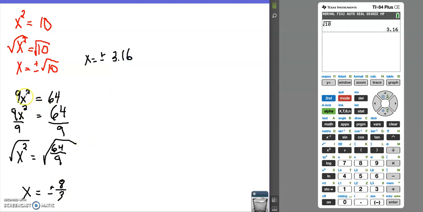All right, so here, the black problem, 9x squared equals 64. Divide both sides by 9. Then take the square root of both sides. So this is the exact answer. If I ever ask you the exact answer, that's what I'm looking for.